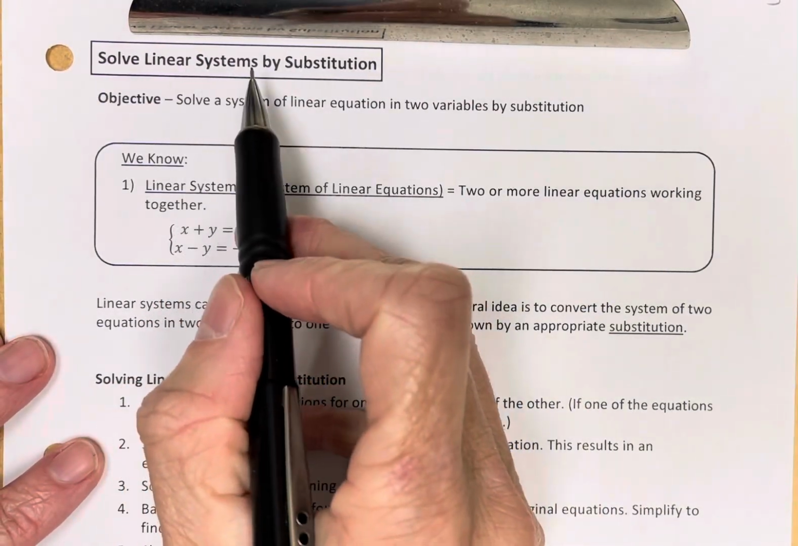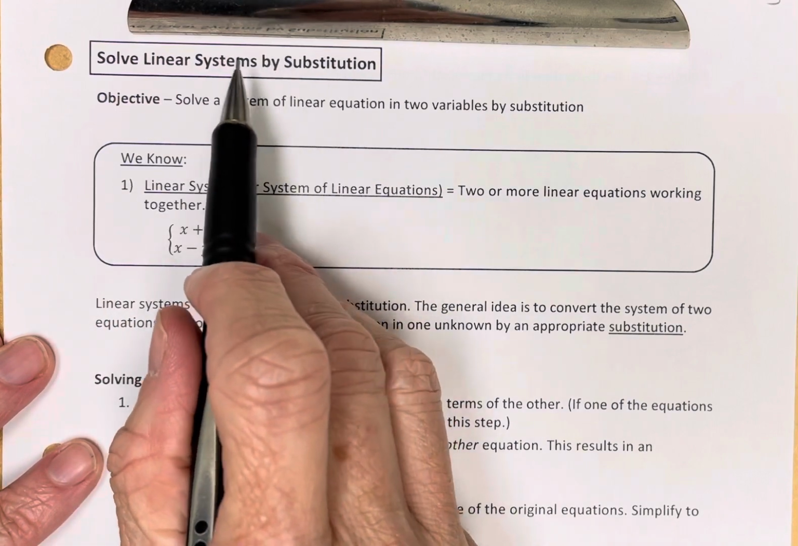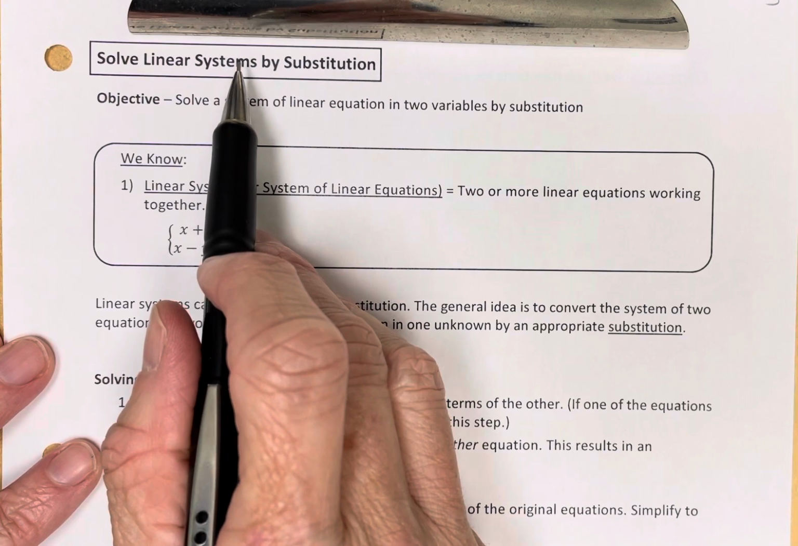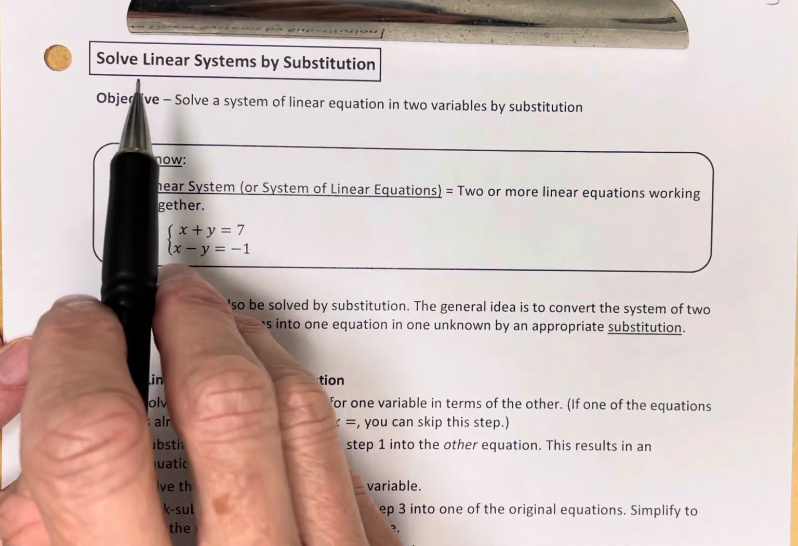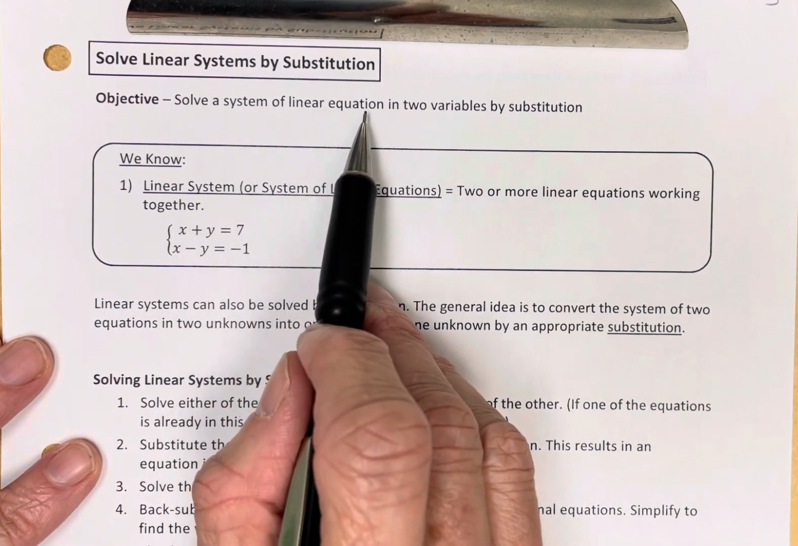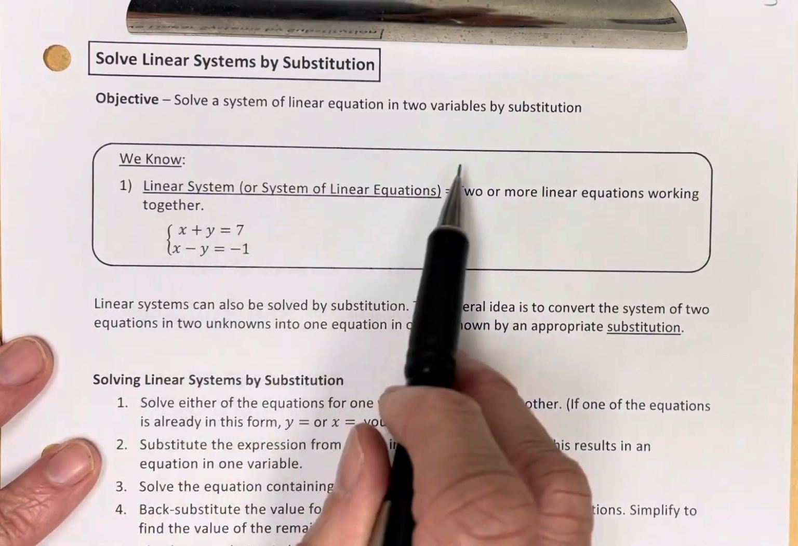Solve linear systems by substitution. So thus far, we've talked about linear systems, and in a previous video, we showed how you could solve them by graphing. In this video, our objective is we want to solve a system of linear equations in two variables by substitution. So what do we know?